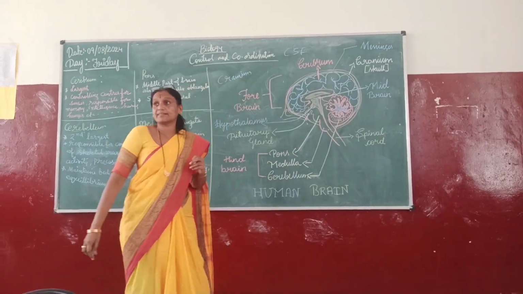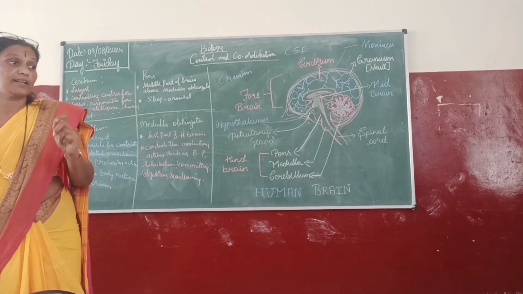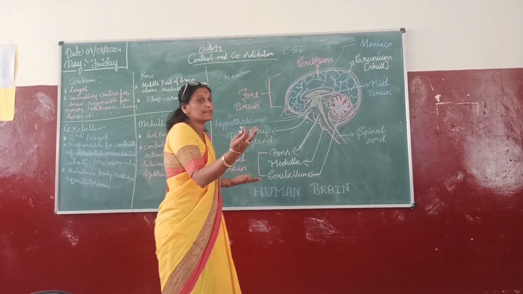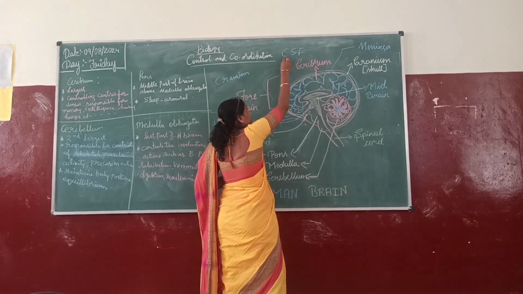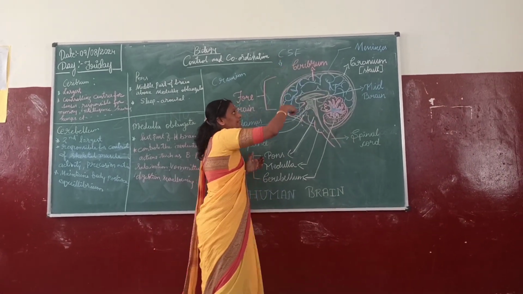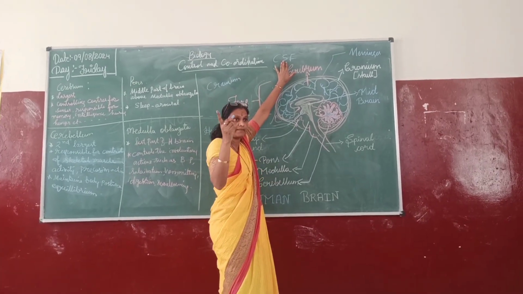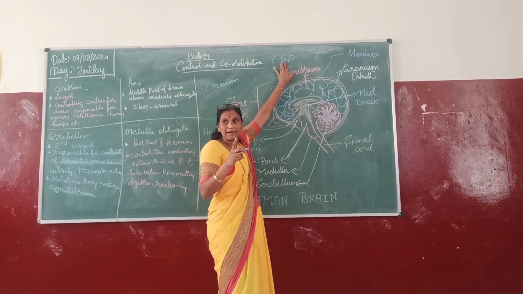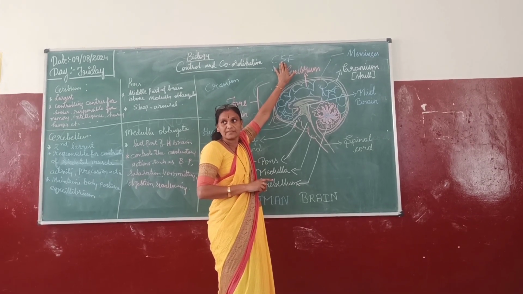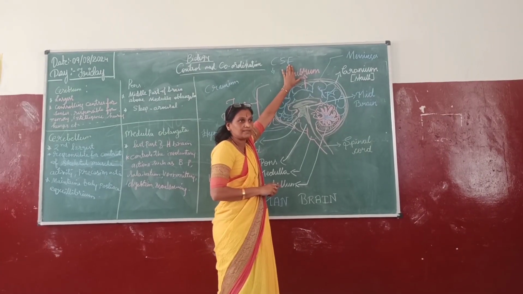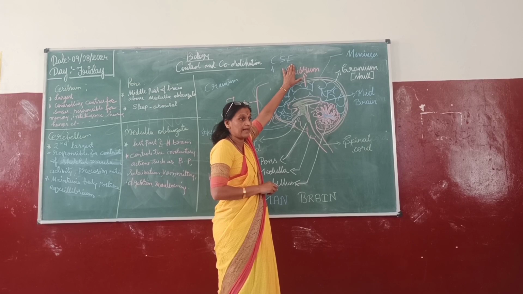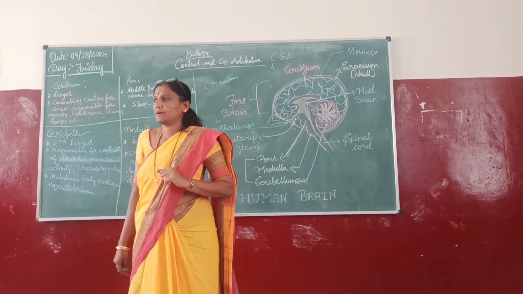CSF. What is CSF? It is cerebrospinal fluid. Why is it called cerebrospinal fluid? Cerebro means it is related to the brain. Spinal means it is related to the spinal cord, which is also an important part of the central nervous system. And as it is in the form of a fluid, it is called fluid. What is the function of this cerebrospinal fluid?